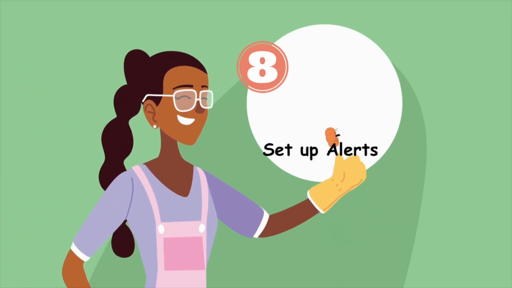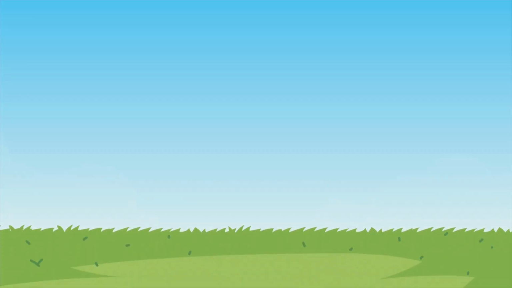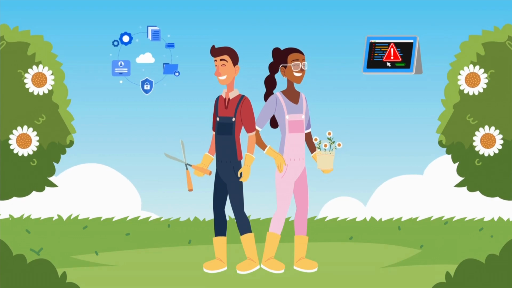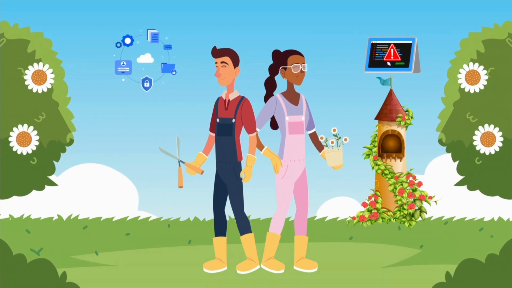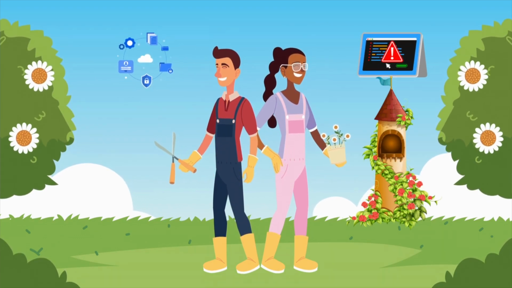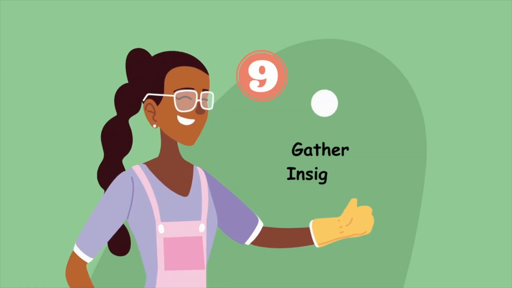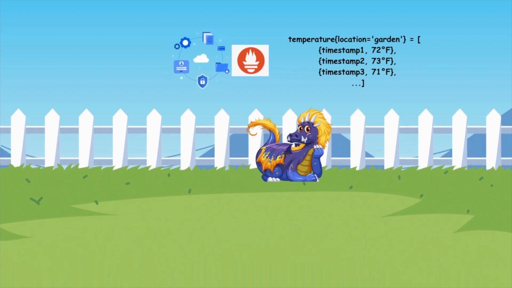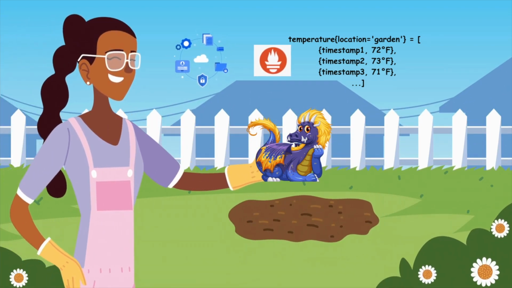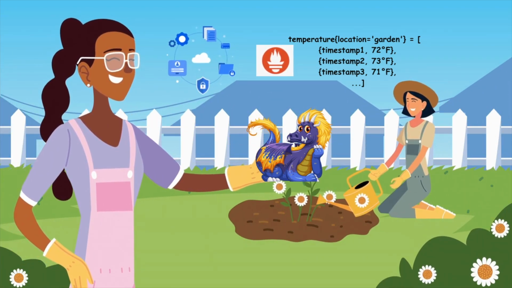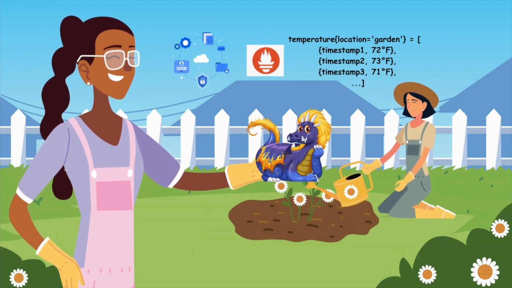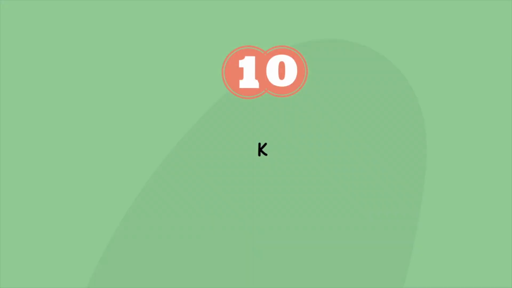Step 8. Set up alerts. If you want Prometheus to tell you when something goes wrong in your garden, like if a plant is wilting, you can configure alerts. Think of this like setting up an alarm system in your control center. Step 9. Gather insights. Use PromQL to gain insights about your garden. You can analyze trends, see if your plants are healthy, and more. It's like using your control center to make your garden even better.